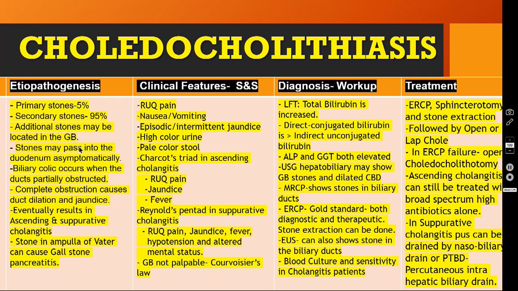Stones may pass into the duodenum asymptomatically, that is, without any problem. Biliary colic occurs when the ducts are partially obstructed. Complete obstruction of the duct will cause duct dilatation and jaundice. Eventually, this results in both ascending and then suppurative cholangitis. A stone in the ampulla of Vater can cause gallstone pancreatitis.